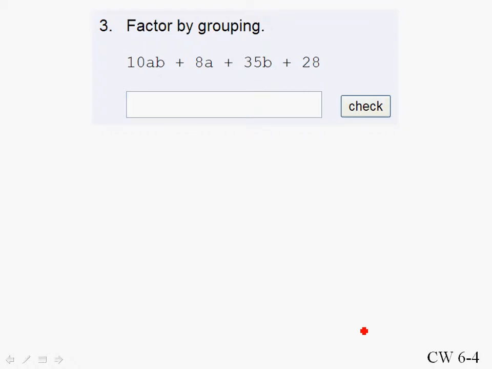We're going to try a set of questions that are factor by grouping. First one, 10ab plus 8a plus 35b plus 28. We're looking for pairs that we can take the greatest common factor out and be left with the same factor in each pair. So I'm going to do the first two and the last two.